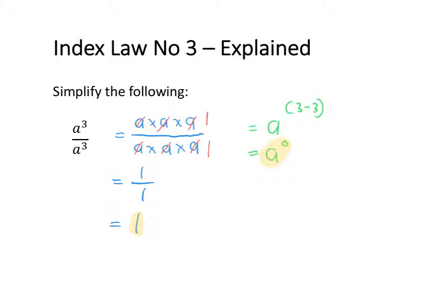So using this example, I can see that a to the power of 0 is equal to 1. So that tells me that when I have a base to the power of 0, that is always going to equal 1. So index law number 3 is a to the power of 0 is going to equal 1. So let's have a look at how to apply that to some examples.